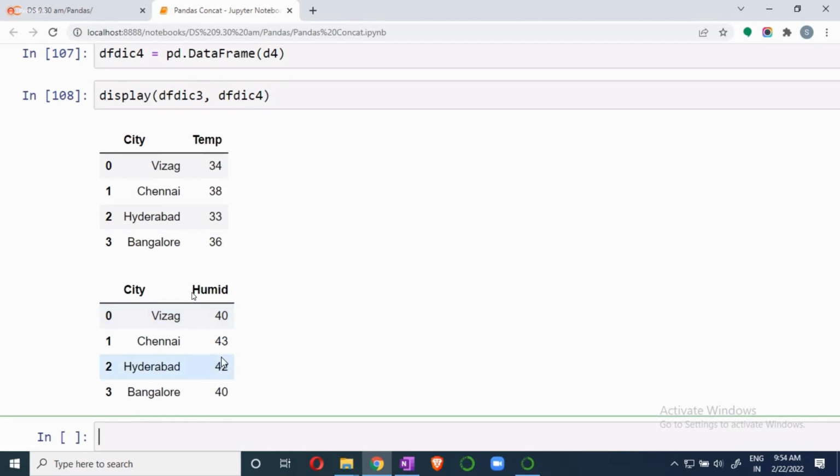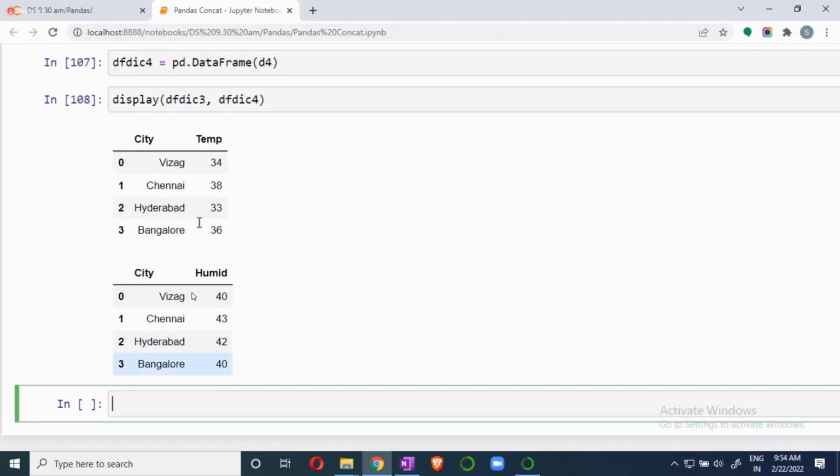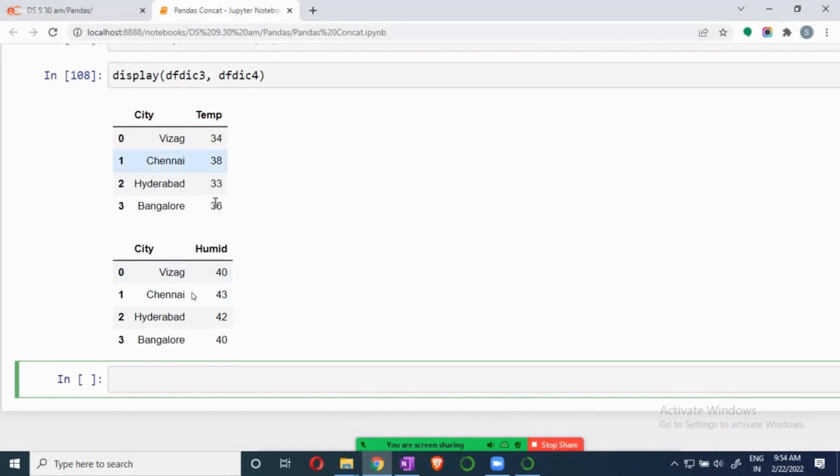Okay, now this is dic3, this one, and dic4 is this one, guys. Now if I'm merging it, just think that I'm doing pd.merge(df_dic3, df_dic4).